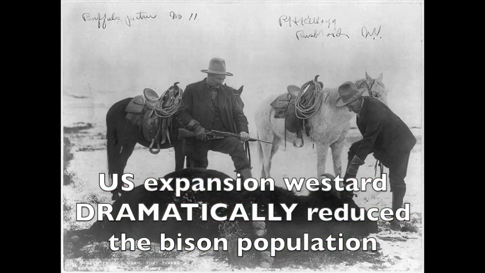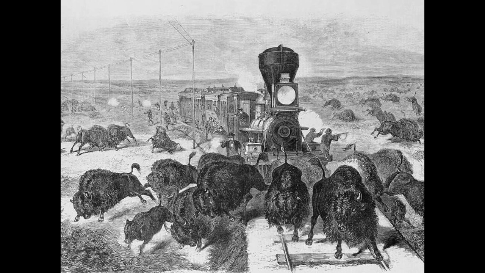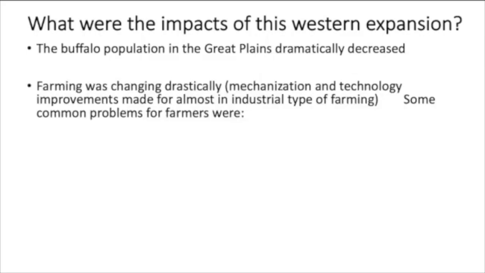This dramatic decrease in population was due to white settlers hunting them for fun or for their meat or for their hide, and also to make room for the growing network of railroads.